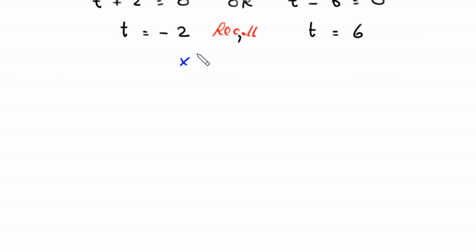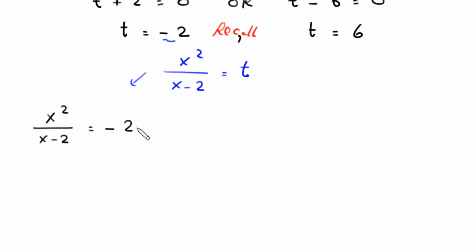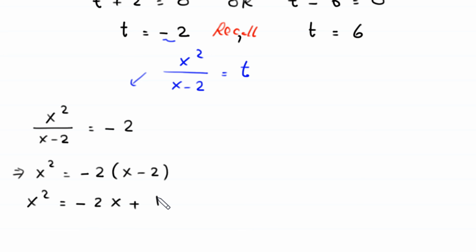We have supposed that x squared over x minus 2 equal to t. So when t is negative 2, then this will become x squared divided by x minus 2 equal to negative 2. If we multiply both sides by x minus 2, this implies that x squared equal to negative 2 times x minus 2. Further simplify, this will become x squared equal to negative 2 times x, negative 2x, and negative 2 times negative 2, plus 4.